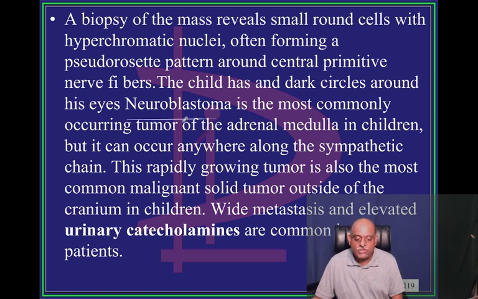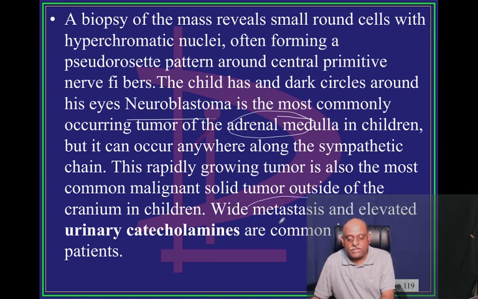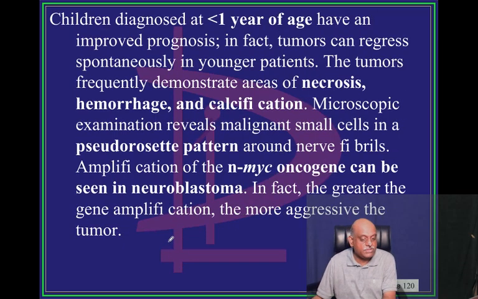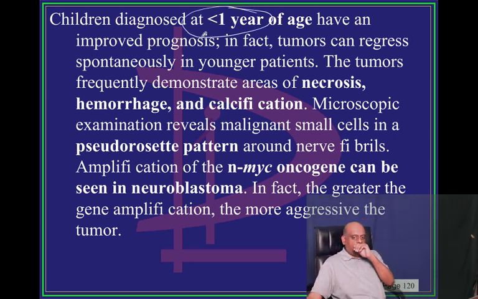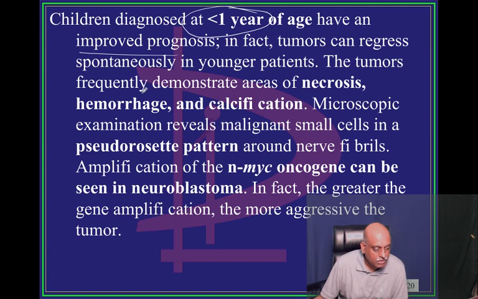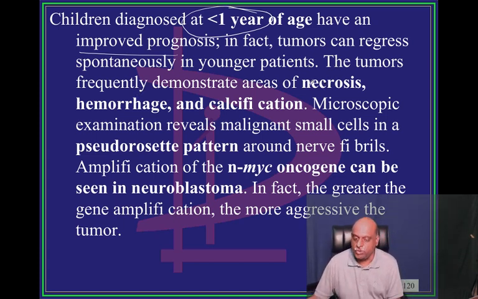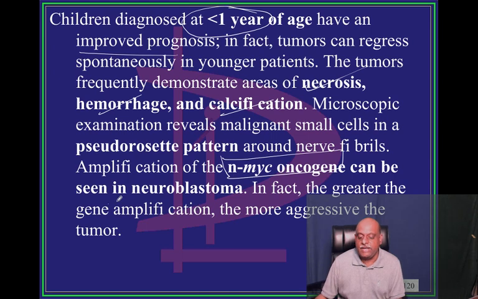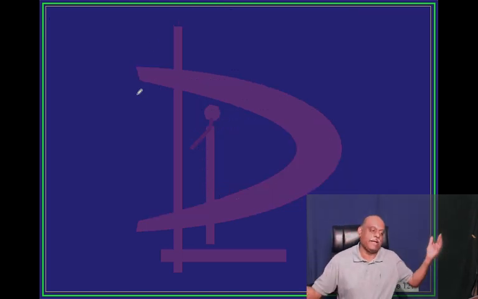So, neuroblastoma typically happens in the adrenal medulla. There will be metastasis, elevated urinary catecholamines. Typically, the children are diagnosed at less than 1 year of age. If the tumors present at less than 1 year, they have a good prognosis. The tumors can show areas of necrosis, hemorrhage, calcification. N-myc oncogene can be seen in neuroblastoma, is what you need to remember.